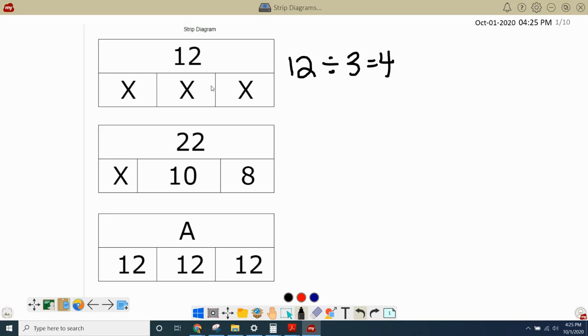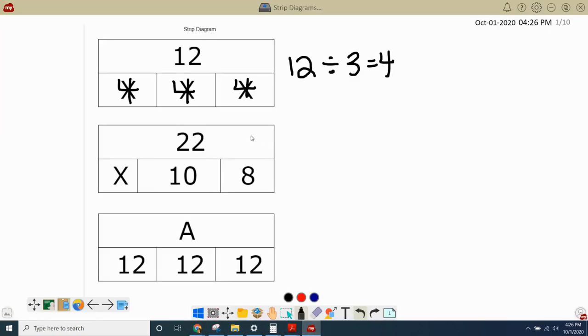So that means that x, if I were to put 4 here in place of the x, 4 plus 4 plus 4 would equal 12. So this is a balanced strip diagram or balanced equation, okay? So again, we have 12. We divided it equally 3 times to get 4 for x.